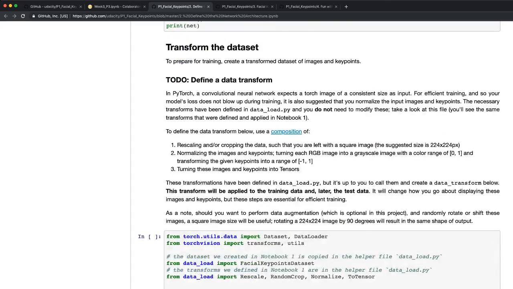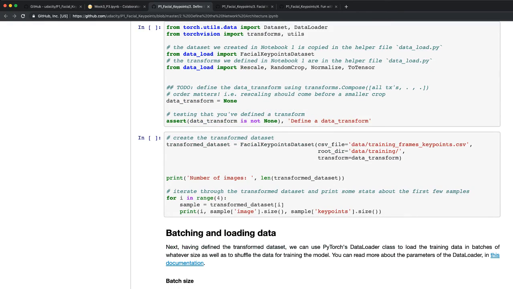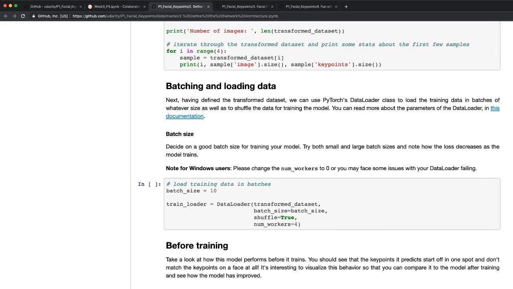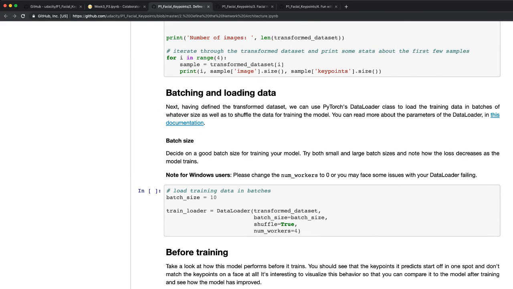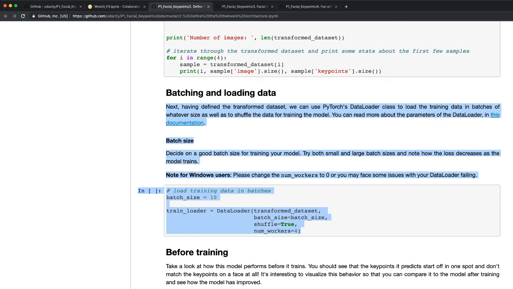Transform data set, batching and loading the data. Sometimes you can't give your model all of the data at once. That's why we create batches.